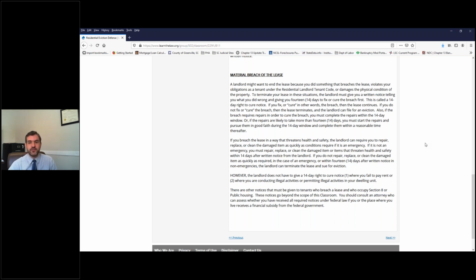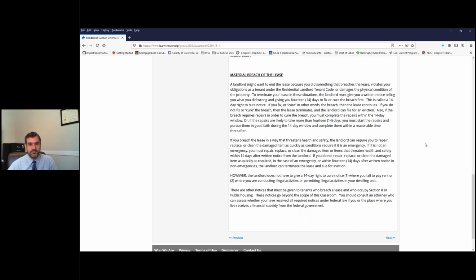If you breach the lease in a way that threatens health and safety, the landlord can require repairing, replacement, or cleaning the damaged items as quickly as conditions require if the issue is an emergency. So let's say you're renting a single-family house and the lease requires you to maintain the appliances, which is permissible under state law if you're renting a single-family house, even if the landlord provides them. And let's say there's a problem with a gas stove, and there's a gas leak issue. The landlord could require that to be fixed sooner than 14 days because clearly that would pose a health and safety risk.